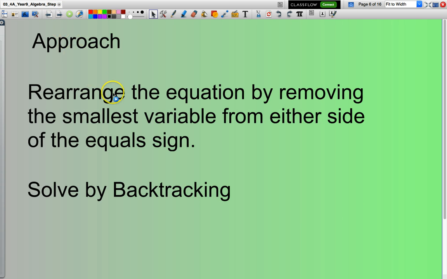So here is the approach that I basically follow. I want to rearrange the equation by removing the smallest variable, that's the bit that has the x, from either side of the equal sign. And then we just solve that using backtracking.